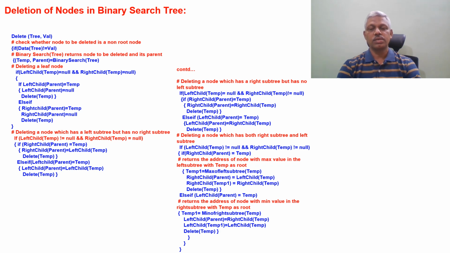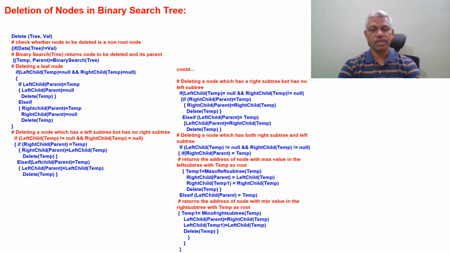the other case is the left child of parent is equal to temp, then we can identify the minimum value in the right subtree. We will identify the minimum value in the right subtree and attach the child of temp to that. So temp1 is equal to min of right subtree of temp. Again, a functionality is there. We need to talk about that later. It identifies the minimum value existing in the right subtree of temp.